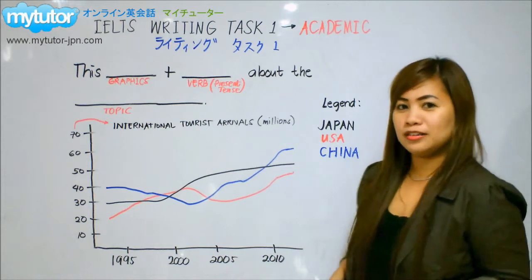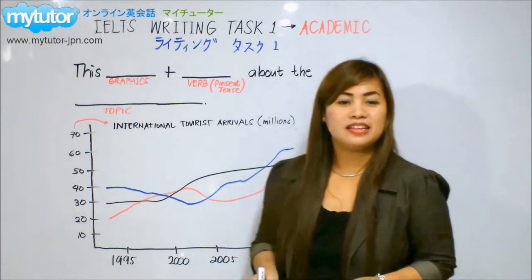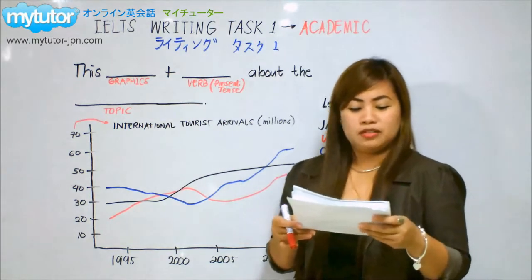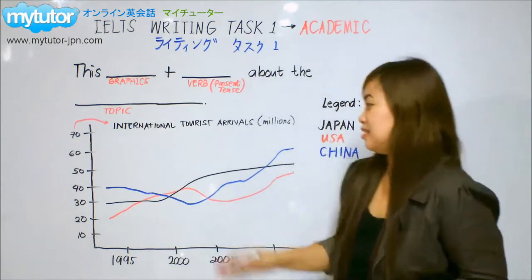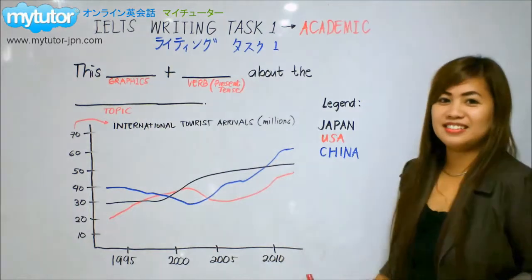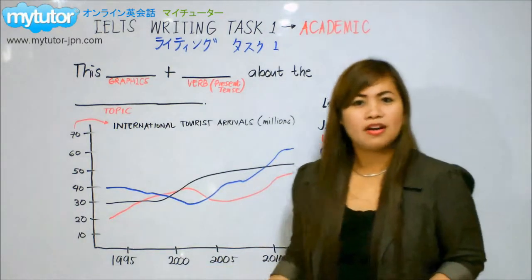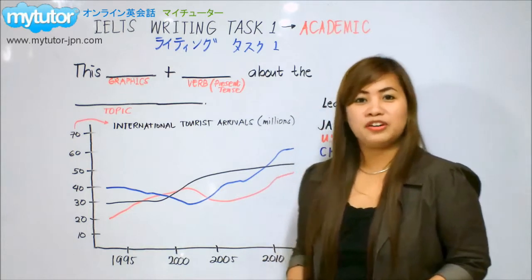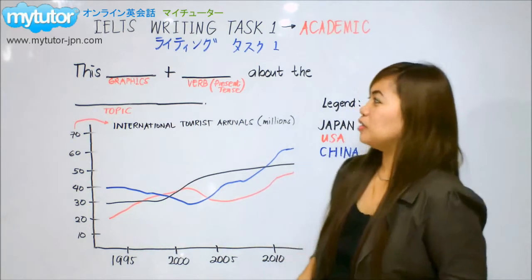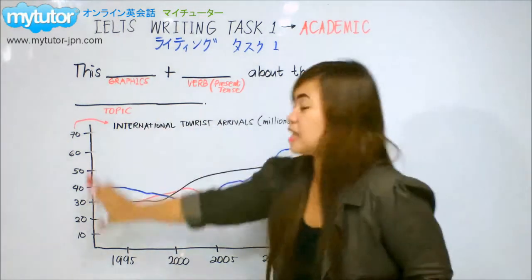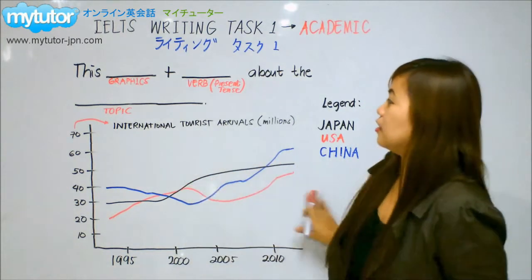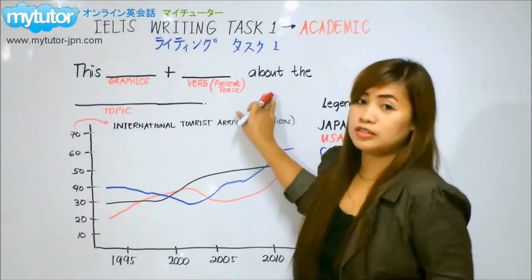So in the academic writing of the IELTS, a lot of students tend to get nervous when they see a graph like this. So how are they going to make an introduction? That's what each and every student wonders. So first of all, as you can see, this is a sample. This is a line graph, right? There are lines here. So this is our first sentence.